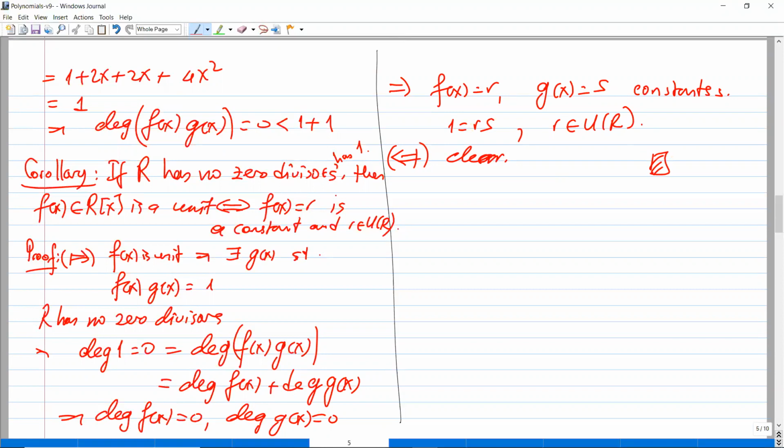And here's another corollary. R is an integral domain. Remember what an integral domain is? An integral domain is a commutative ring with 1 which has no zero divisors. So think of the integers. R is an integral domain if and only if R[x] is an integral domain.